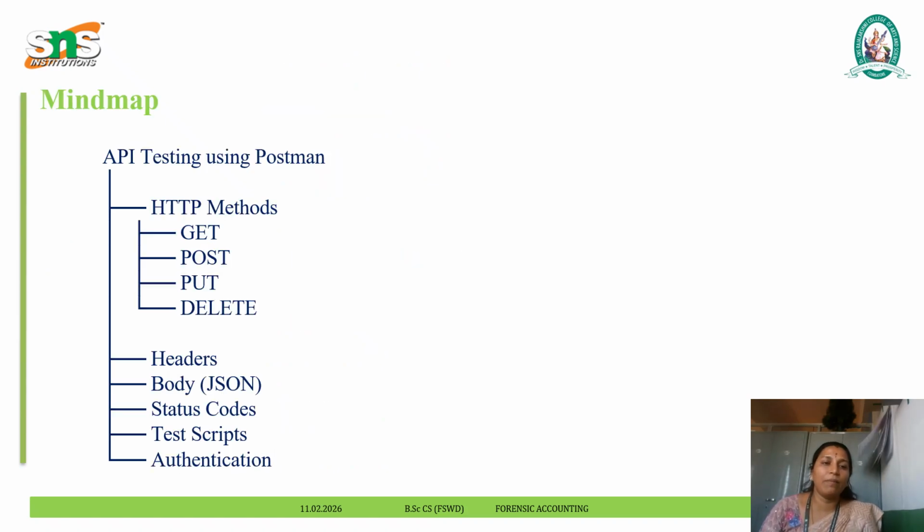And here I have given the mind map, API testing using Postman. API methods come under four categories: get, post, put, and delete, and a header with the JSON body. Second, status codes. Third, test scripts, and fourth, authentication. So these all come under testing with the Postman APIs. These will help with the HTTP methods, status codes, scripts, and authentication, which will be explained.